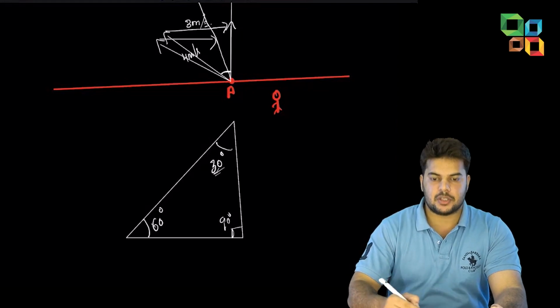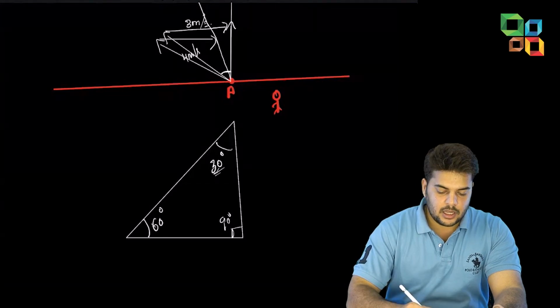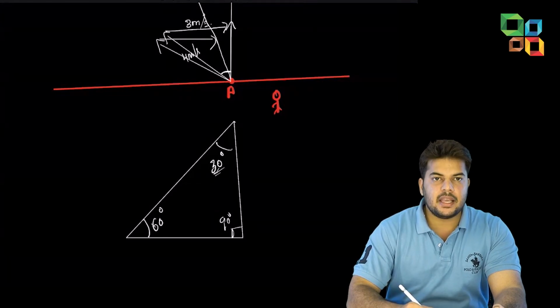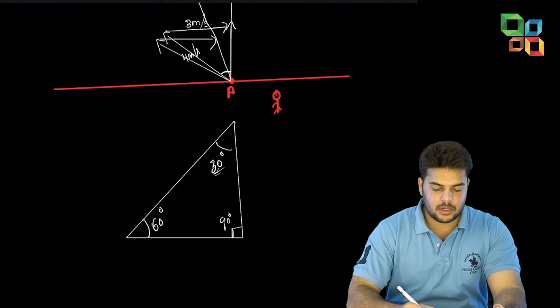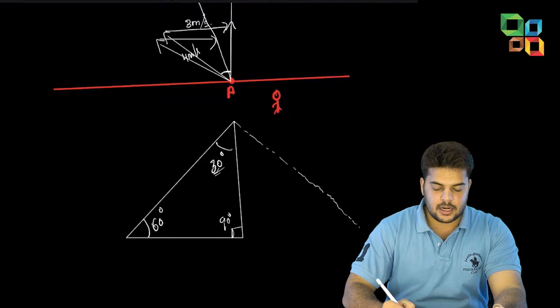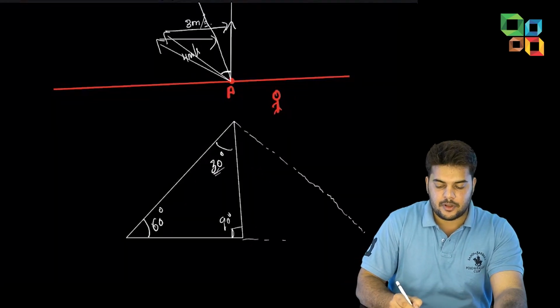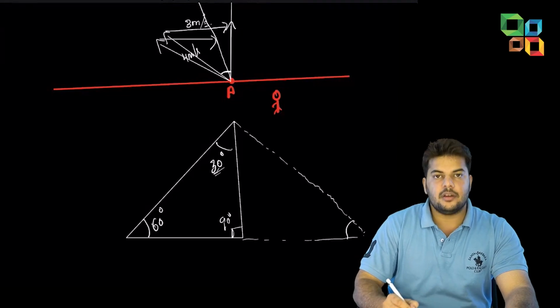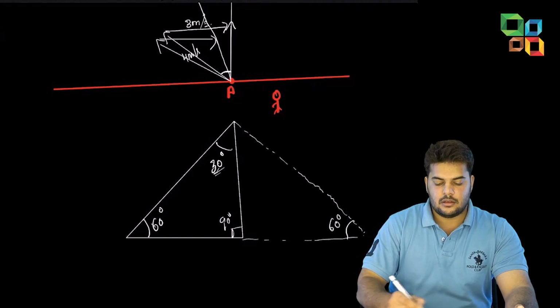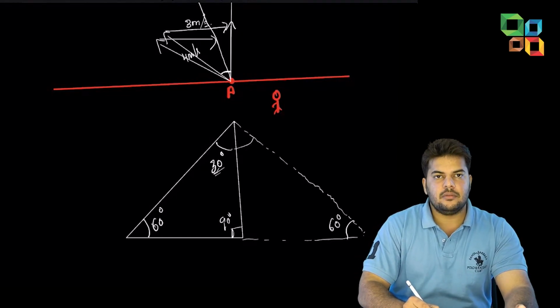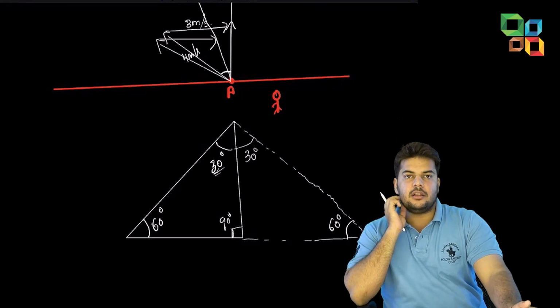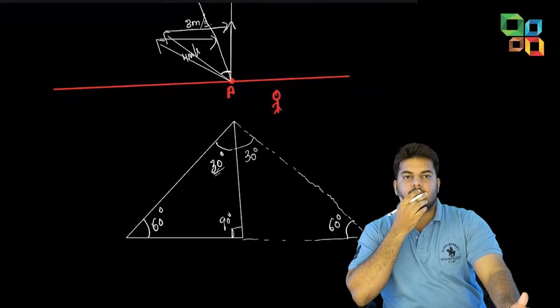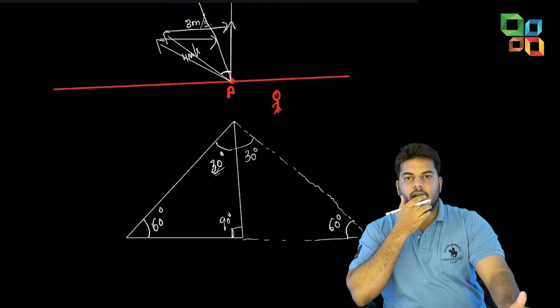Let me complete the picture and ask you the question again. See, I'm making a construction now. I'm making an exact copy of this triangle, but on the right side. An exact copy of the same triangle, but flipped and on the other side. So what would be this angle over here? 60. And what would this angle be? 30. Now what is special about this triangle? It's an equilateral triangle. It is an equilateral triangle, right?